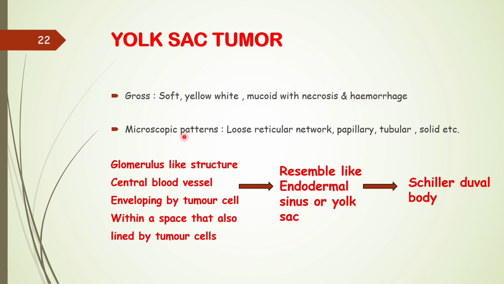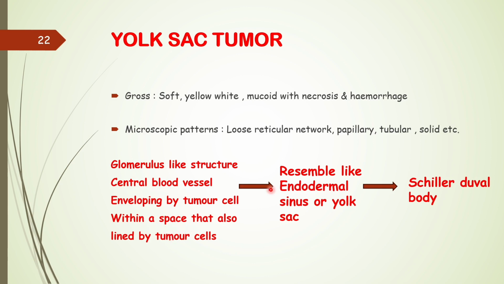What is the microscopic pattern? Microscopically, Yolk Sac tumor could present as a reticular network, papillary pattern, tubular pattern, or solid sheet pattern. These are the different patterns that can be seen. Very importantly, in a Yolk Sac tumor, Schiller-Duval body is seen. So what is Schiller-Duval body? It is a glomerulus-like structure, meaning centrally there is a blood vessel that is enveloped by tumor cells within a space that is also lined by tumor cells. So there is a double layer of tumor cells. In between there is a space and centrally there will be a blood vessel.